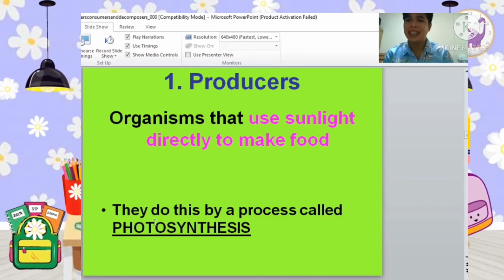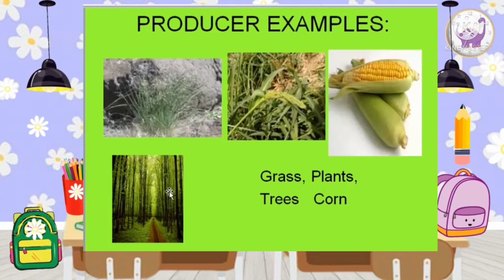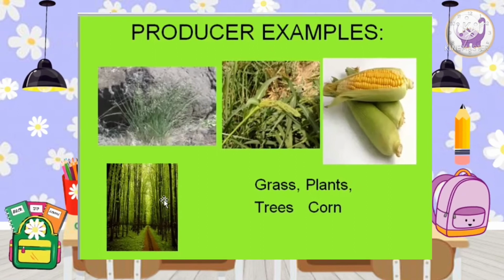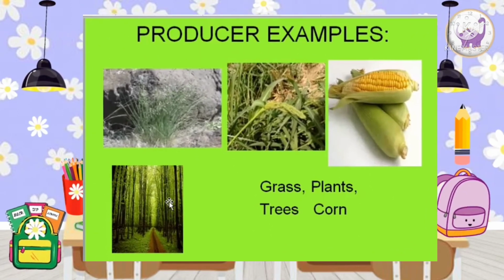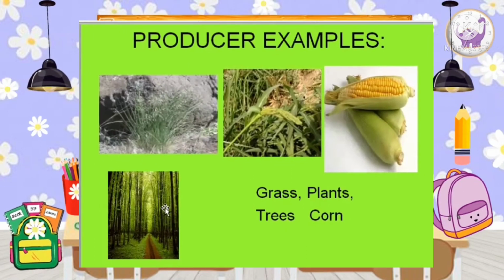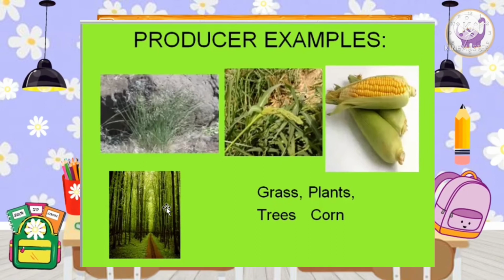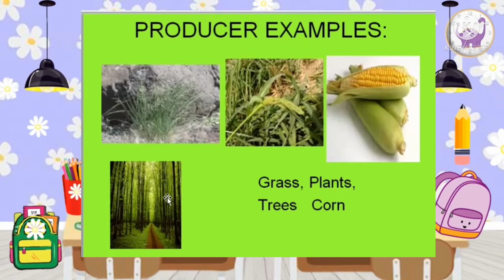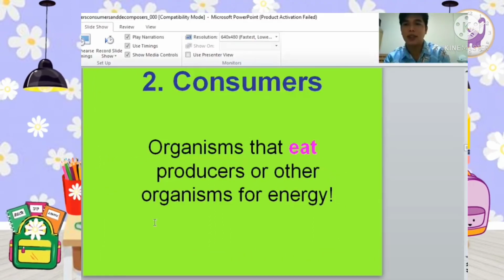What are the examples of producers? Let's read. Grass, plants, trees, and corn. Those are the examples of producers. Again, what is a producer? Okay, very good.